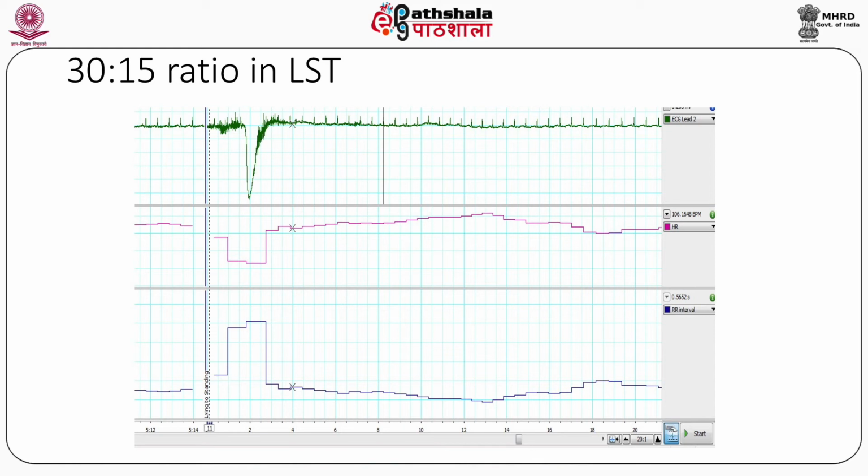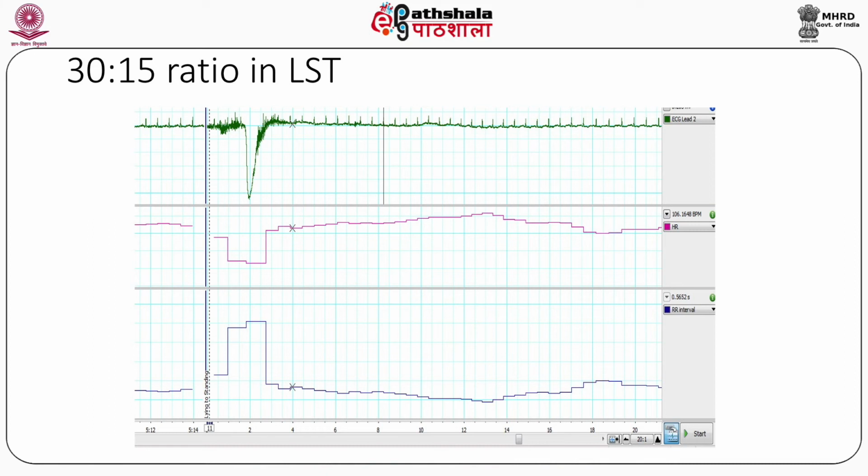What we do is we take the maximum RR interval at a period corresponding to roughly 30 cycles after the change in posture, and take the ratio of that with the 15th cycle after the change in posture. We take the ratio of the RR interval of the 30th cycle to the RR interval of the 15th cycle, and we compute this ratio, called the 30-15 ratio.